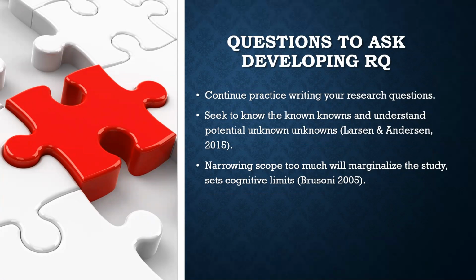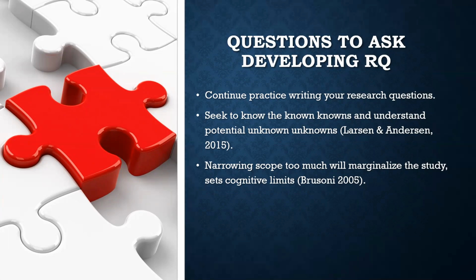Some other tips while you're developing a research question involve continuing to practice writing your research questions. That's very basic, but practice makes perfect. If you are developing your research questions for the first time, you're more than likely not going to knock it out of the box the first time. So practice, practice, practice, and then go back to see if your research question aligns with the problem statement and the purpose statement. If there is alignment, then you more likely have a sufficiently developed research question. If not, continue going back to the drawing board and conduct your action research.